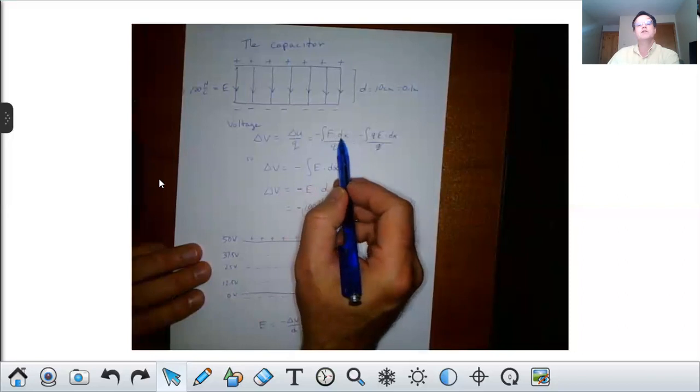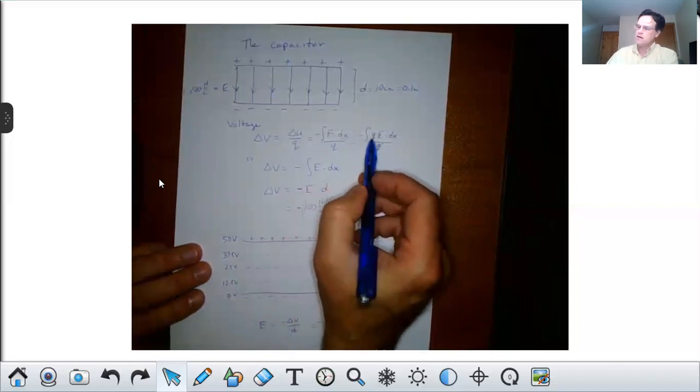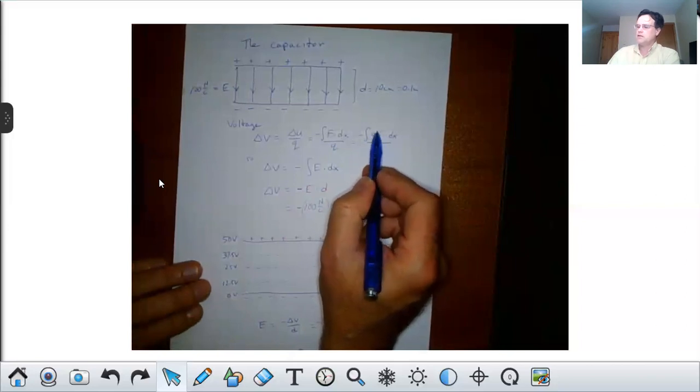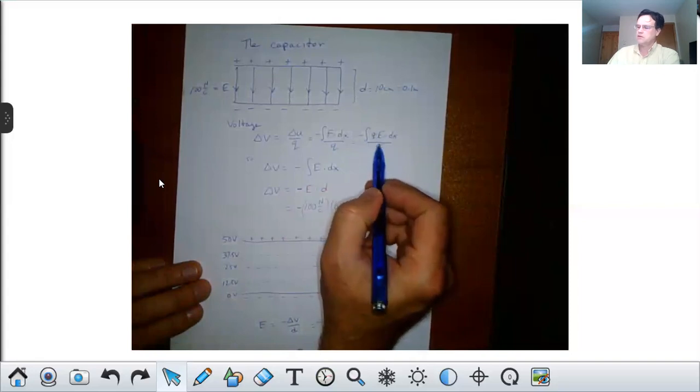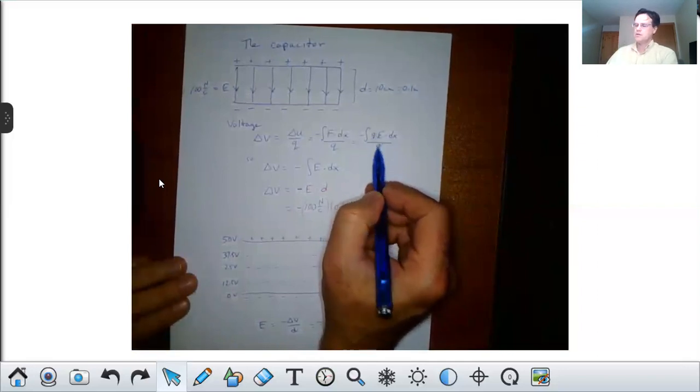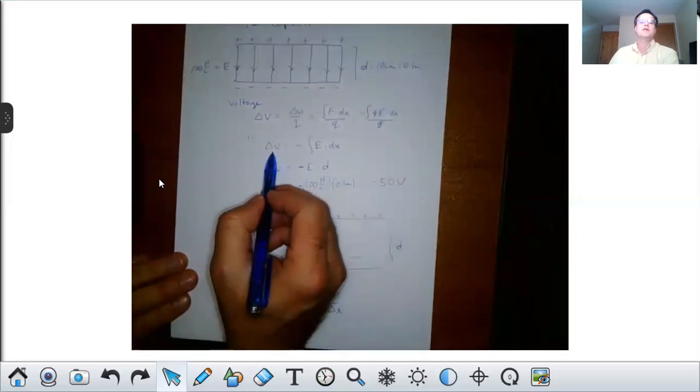Now, work is force times distance. But for electric fields, we've talked about the force is the charge times the field. Now, notice the charge cancels out. And that's really the main point of what I was saying. This quantity voltage does not depend on the charge that's in that voltage. So when the charges cancel out, you'll get this expression.